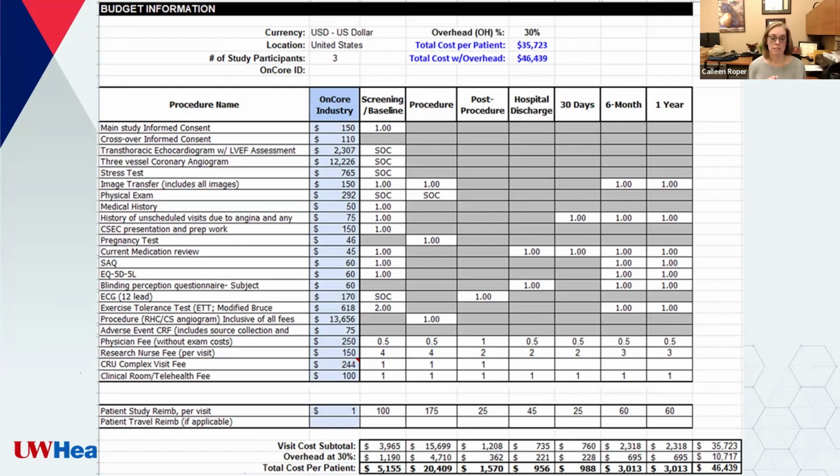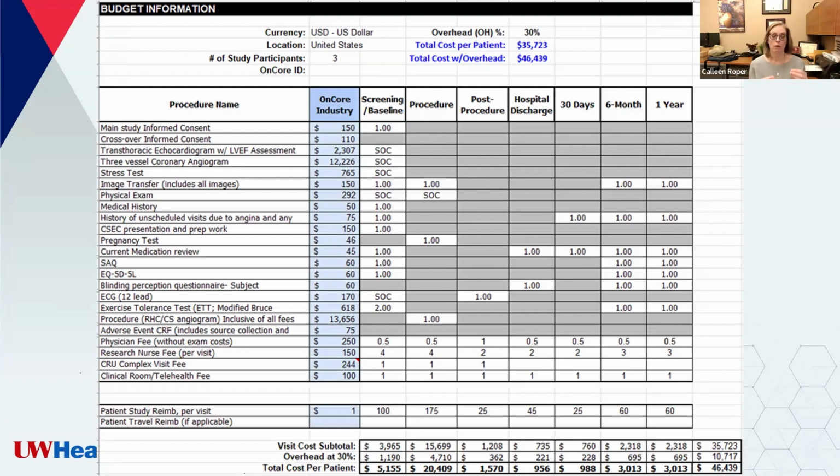You'll notice some of these boxes have SOC. The activities during that visit are considered standard of care, or we're using the standard of care. In this case, the first one I see is the transthoracic echocardiogram. They were going to use the last echo that had been done for the patient as standard of care as the baseline screening event, so we didn't have to do that as a research activity.